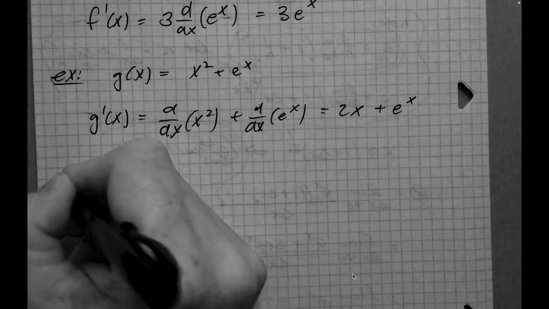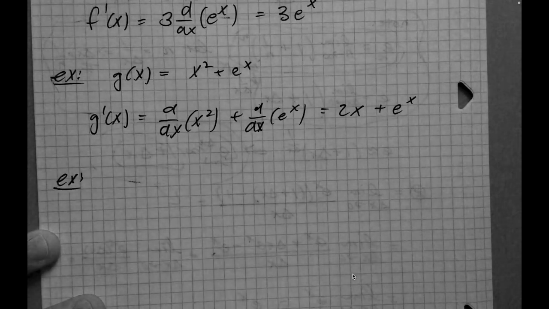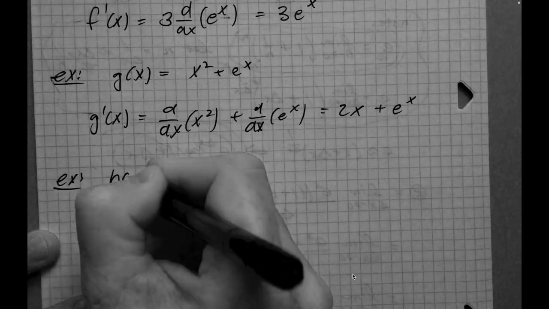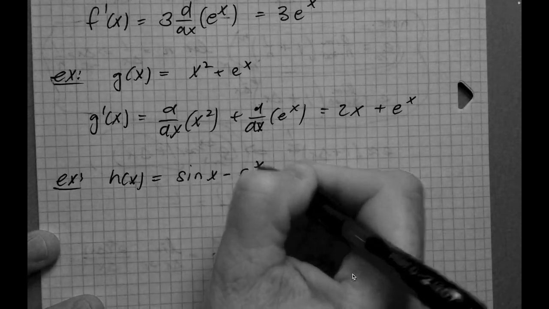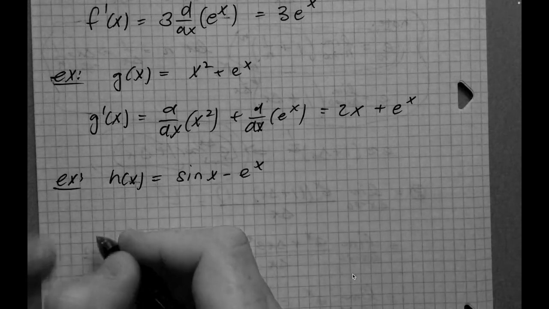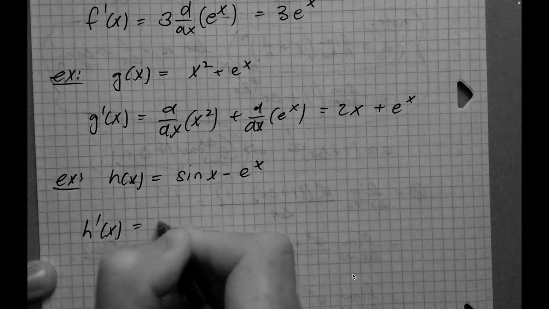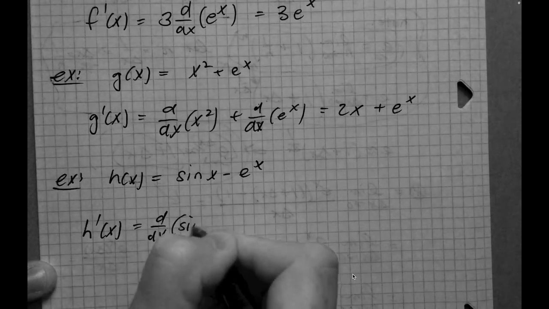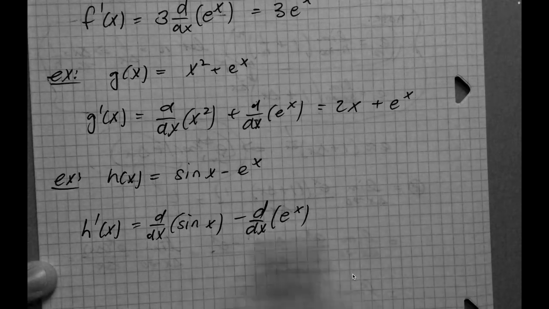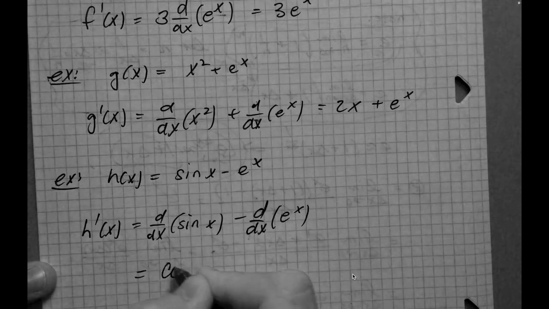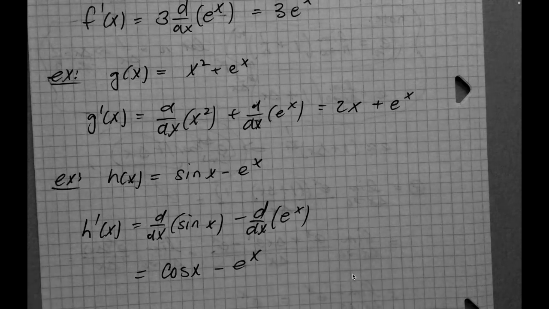And how about something like this? h of x equals sine of x minus e to the x. Again, h prime of x is d/dx of sine x minus d/dx of e to the x. And we can do this easily: cosine x minus e to the x. All right, e to the x is nice. If only the derivative were like that for everything. It's very easy to use.